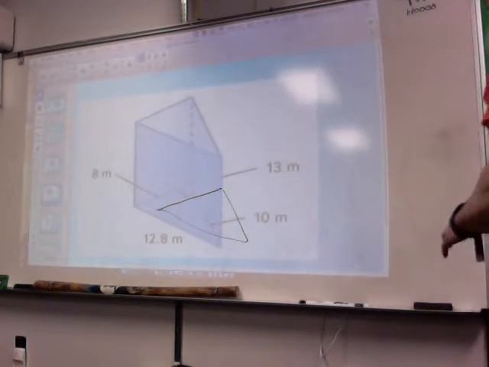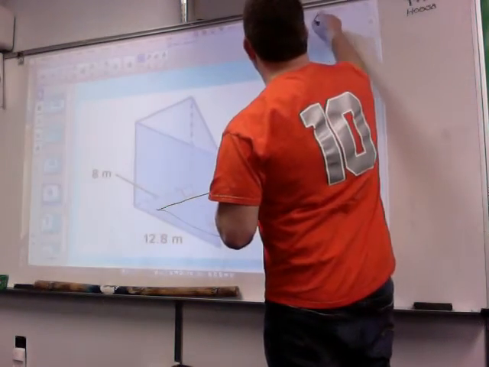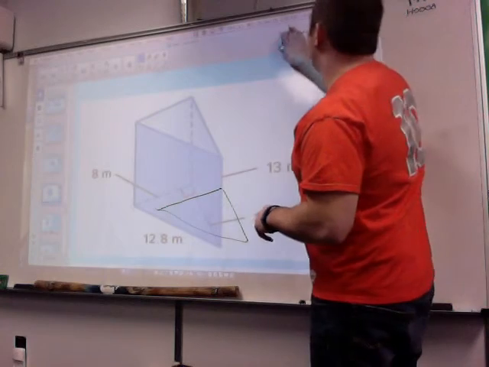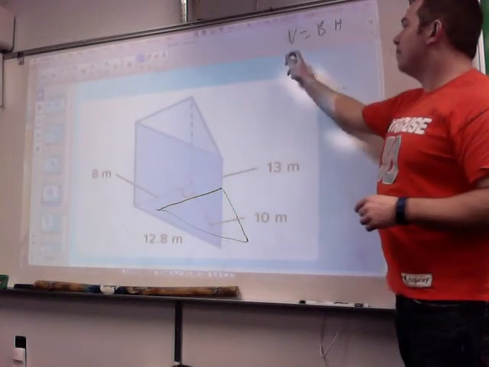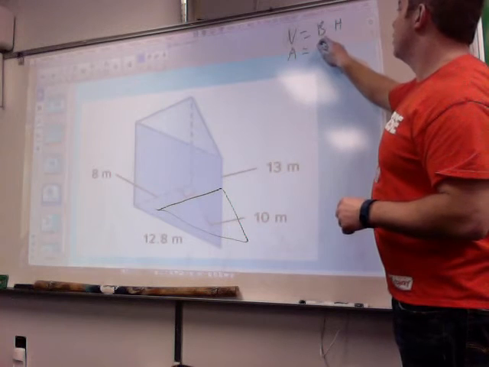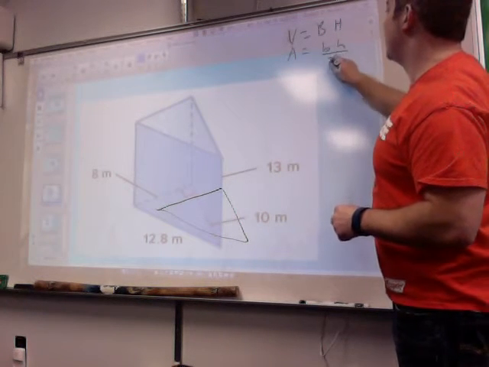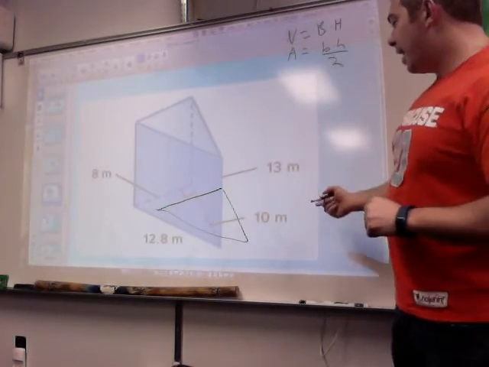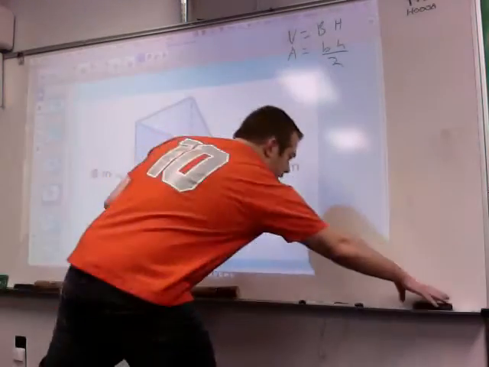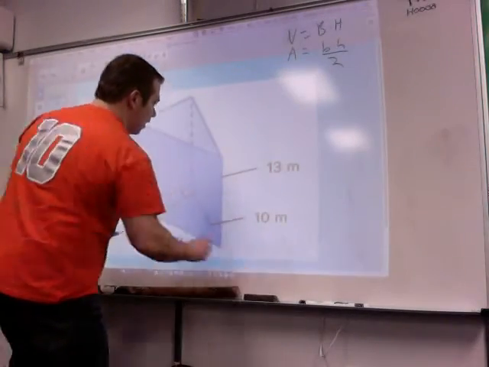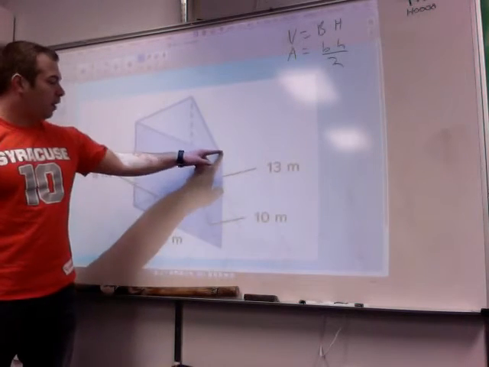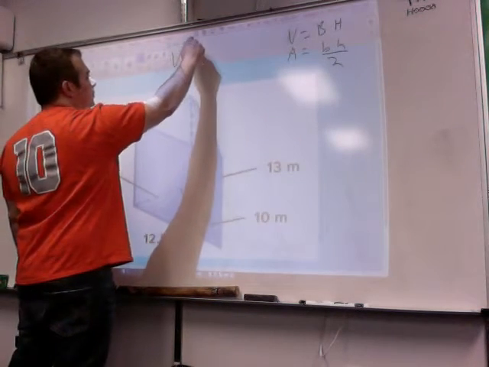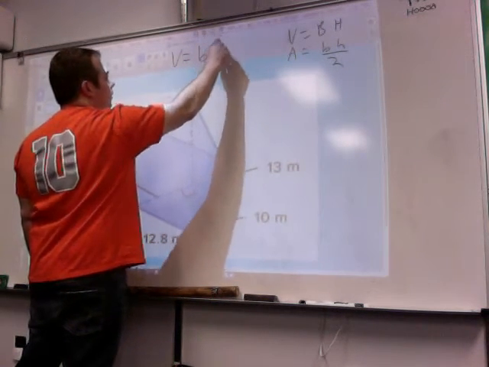All right, so remember, area equals base times height. But, sorry, not area, volume equals base times height. But the area of a triangle equals base times height divided by 2. So we're going to need both formulas here. So you might want to write them down. In this triangular prism, I have a height of 13. So I have volume equals base times 13.